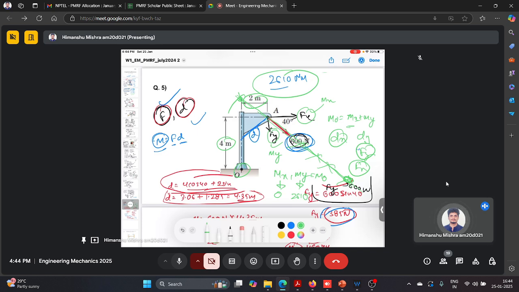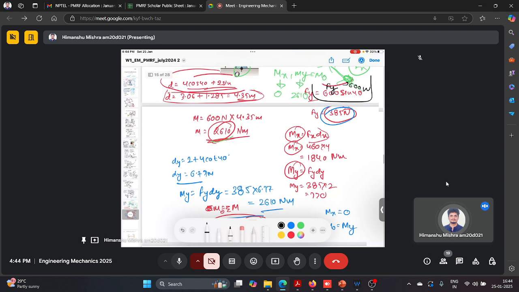So any doubt in this question? So in all of these three methods, we actually use the fact that we need to define the perpendicular distance. If no doubt, then we can move to the next problem.